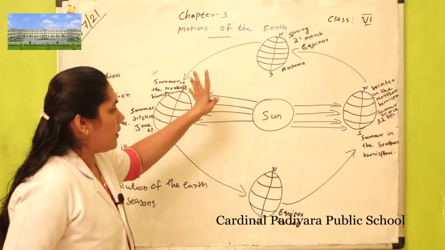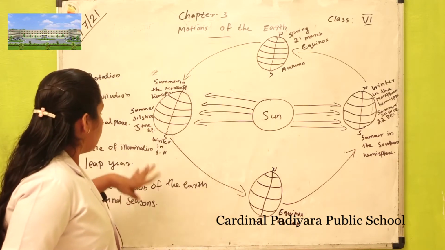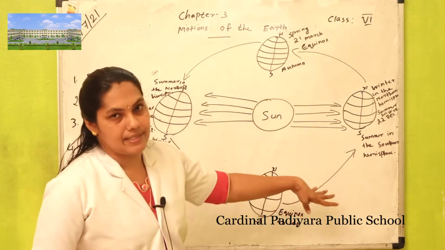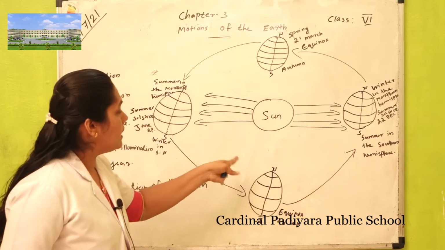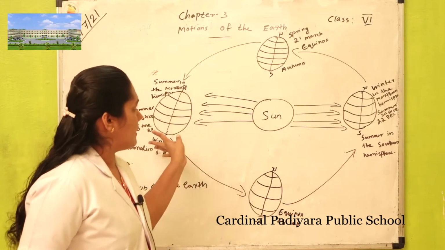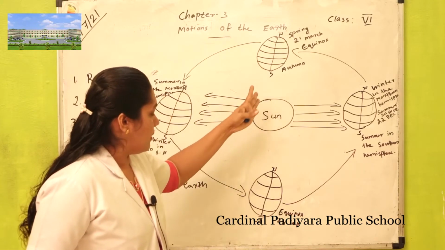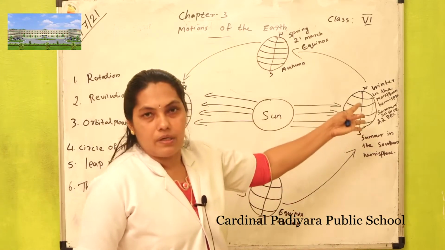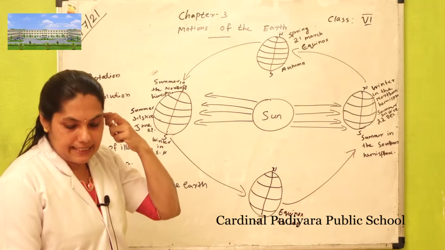Here is also one diagram. This diagram shows the revolution of the earth and its seasons. Here are summer, winter, then spring and autumn. These are the different types of seasons.